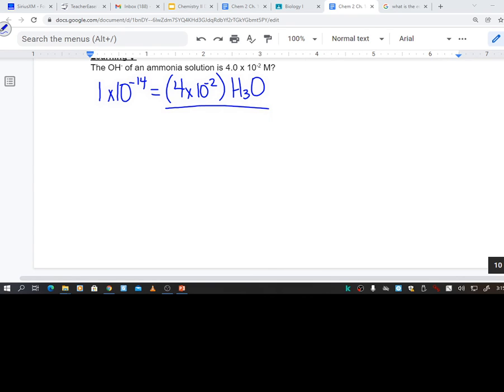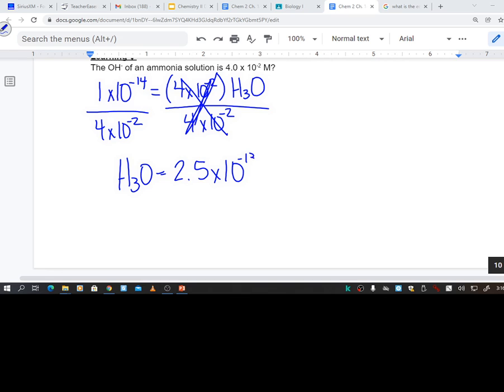All right, so I'm going to divide by 4 times 10 to the negative 2nd. That cancels out, leaving me my H3O. I'm going to plug this into my calculator: 1 times 10 to the negative 14th divided by 4 times 10 to the negative second. So my H3O equals 2.5 times 10 to the negative 13. That is super tiny. There is not a lot of acid in that. So this would be basic.